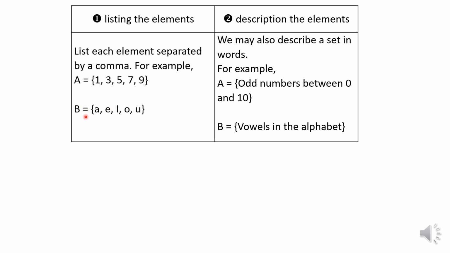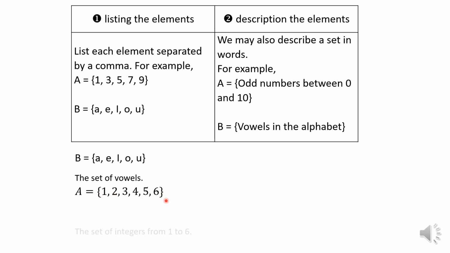And here you have got set B equals {a, e, i, o, u}. So these are the vowels in the alphabet. Okay. So this is supposed to be small letters. So what we are doing is we can also simply just say the set of vowels. When I bring in another set here, set A equals {1, 2, 3, 4, 5, 6}, we can just say this set is the integers from 1 to 6.